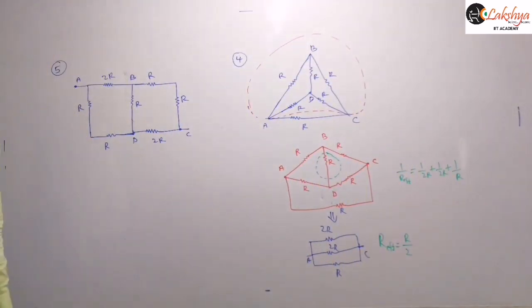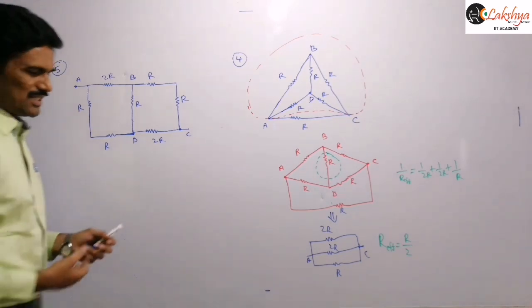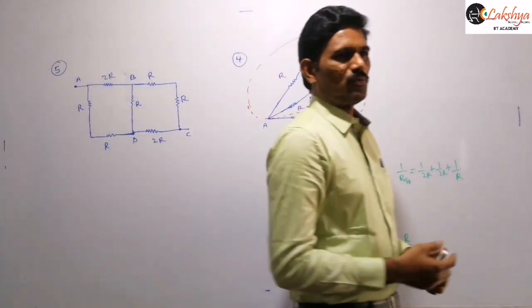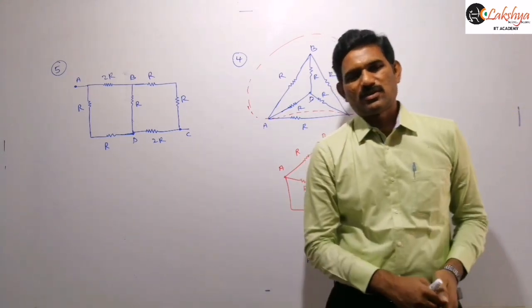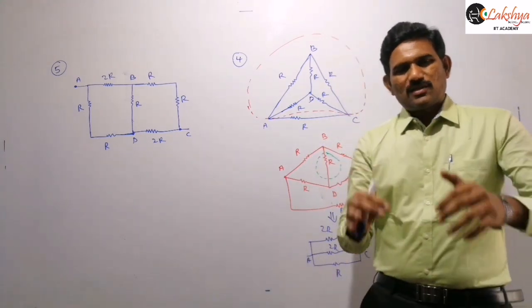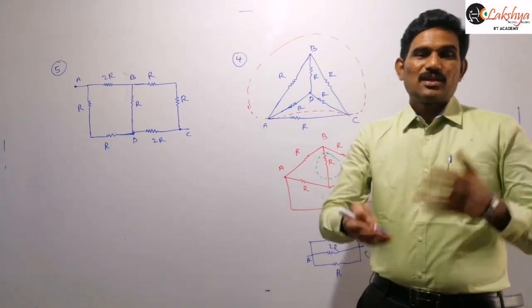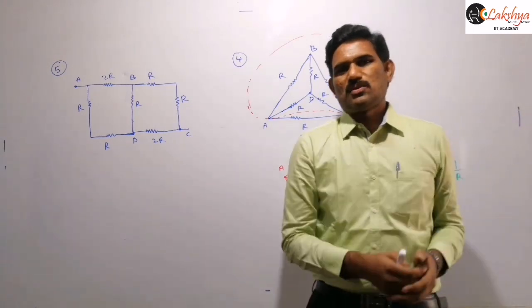So as I said, when more number of resistors are there, first you may identify whether any direct series and parallel combinations are there. If any such combinations are there, first you may simplify that, so that the number of resistors will decrease, then it may become a Wheatstone bridge, right?